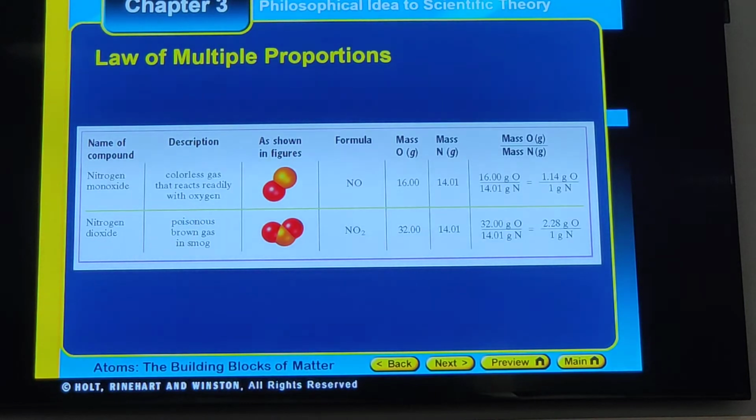Notice that they have nitrogen is 14. Well, on my periodic table, this number right here on the periodic table is where I'm getting the 14 from. And the oxygen, I'm getting that from right here. It's 15.9994, which is really close to 16.